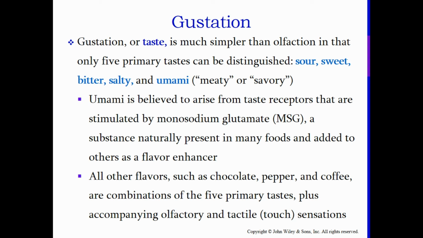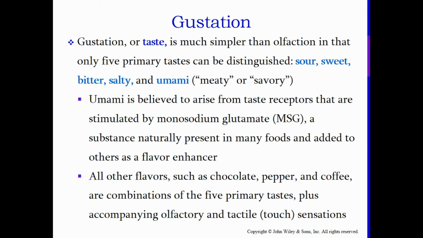Umami is believed to arise from taste receptors that are stimulated by monosodium glutamate, or MSG, a substance naturally present in many foods and added to others as a flavor enhancer, because let's face it, meat is delicious. All other flavors, such as chocolate, pepper, and coffee, are combinations of 5 primary tastes plus accompanying olfactory and tactile touch sensations.